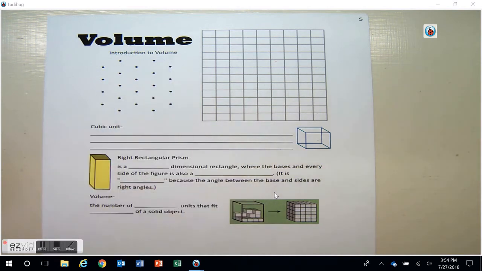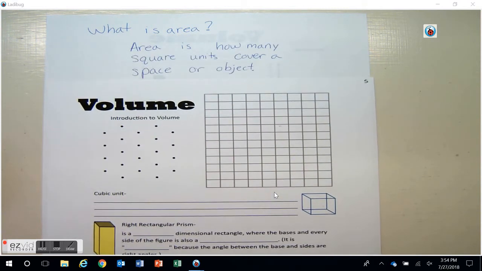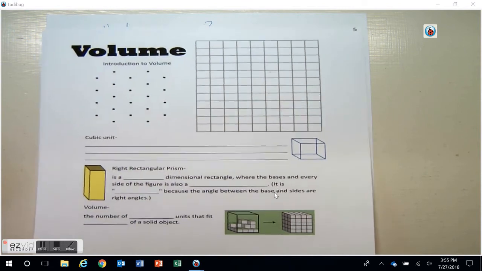Before we do that, I have a question for you. What is area? We need to know about area before we can start discussing volume. Well, area is how many square units cover a space or object, typically of a two-dimensional or flat figure.